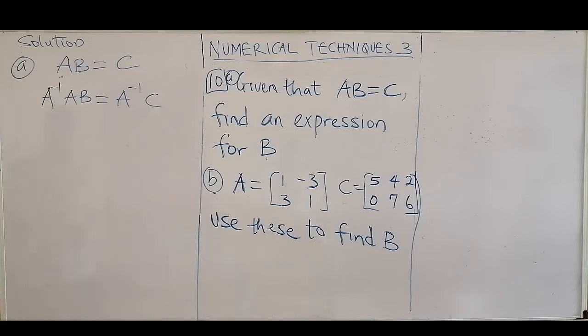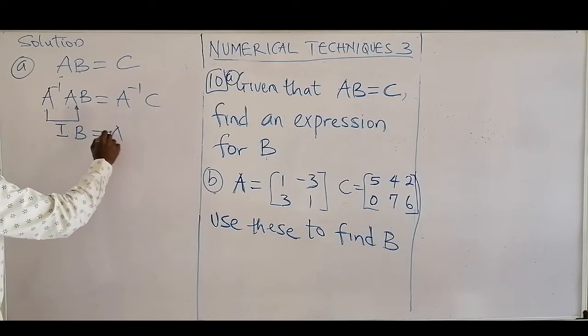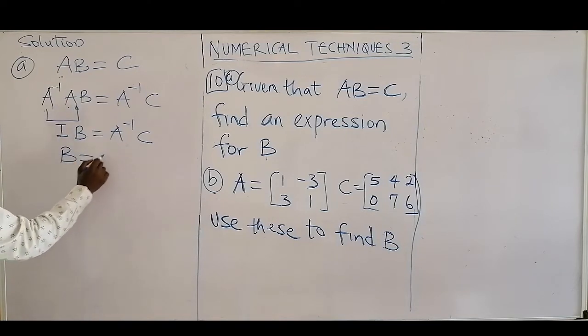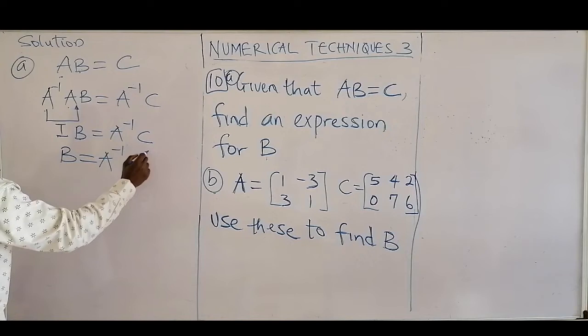By so doing, the inverse of the matrix times the given matrix is going to give you the identity matrix. And when you multiply the identity matrix with another matrix, it doesn't change it. It's just like using 1 times B. So it's just B equal to this, and that's that.